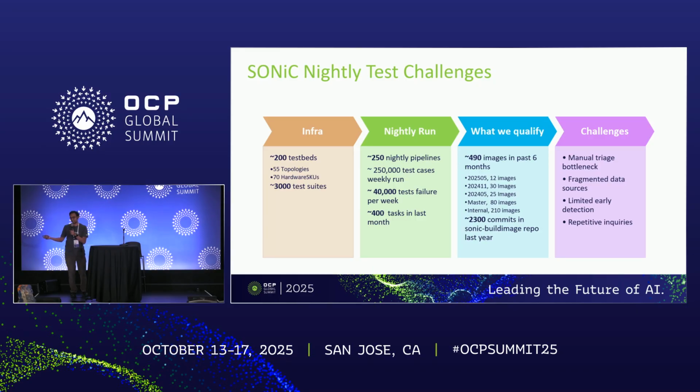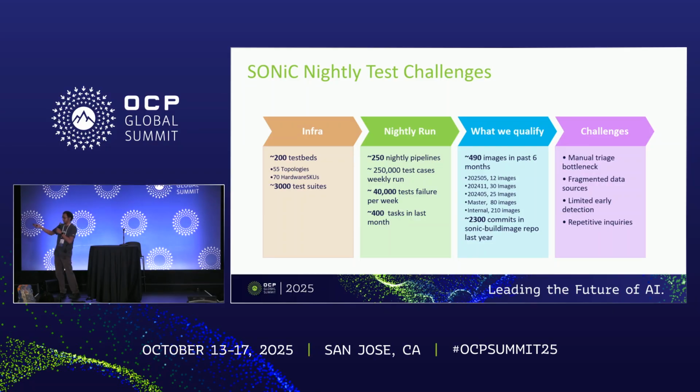We run these nightly tests because we want to qualify our SONiC images for multiple branches. So in the last 6 months, there have been 490 images that we wanted to test and qualify for our production use case. This spans multiple branches, including our 2025-05 release, 2024-11, 2024-05, the master branch, as well as our internal branch with our internal specific fixes, which comes out to, across all those branches, about 2,300 commits in the last year in sonic-buildimage.